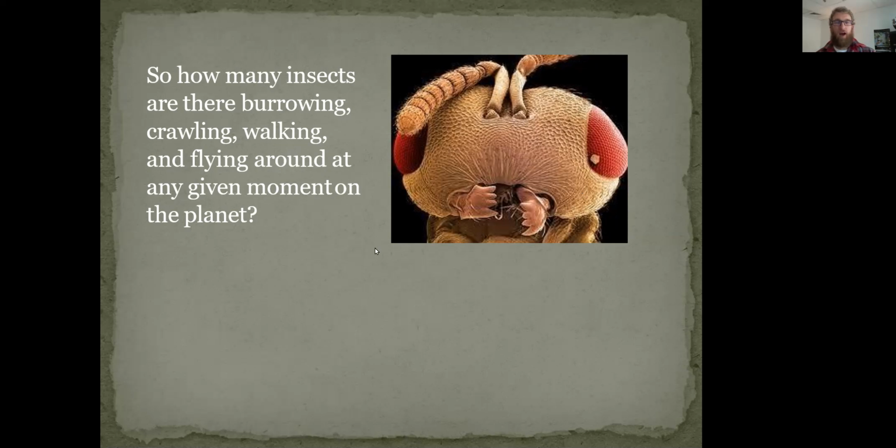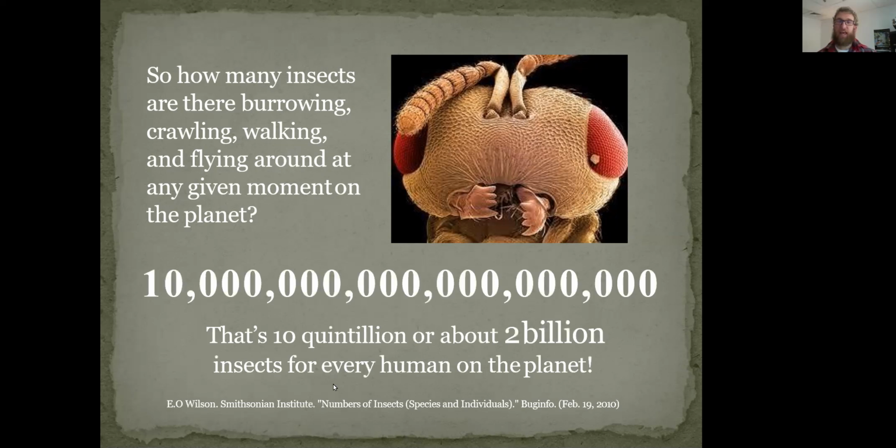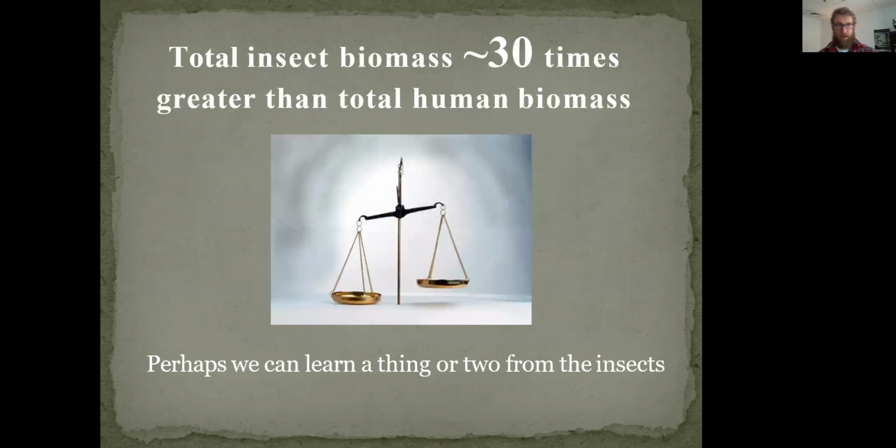So this is the number, and that's 10 quintillion. To put that in perspective, that's about 2 billion insects for every human on the planet. We always know there's a lot of insects, but to me, it's an unfathomable number for the human mind. Just to think there's that many insects out there at any given time is pretty astounding. Maybe a little less now, but still tons.